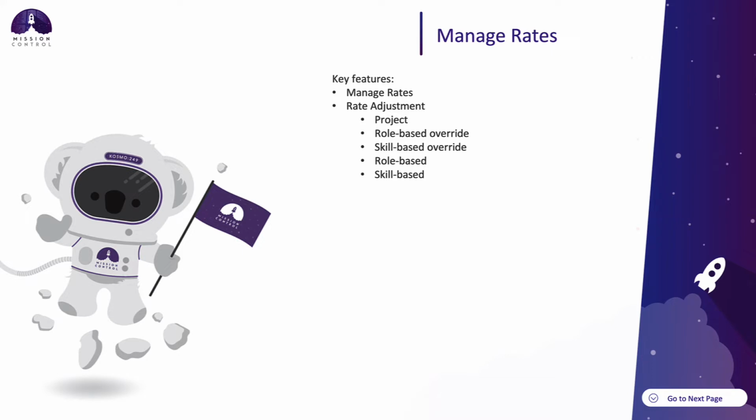A key point to note here for the last 2 options, the role-based and the skill-based rate adjustments, is that they will apply across all projects unless that project has a corresponding override option. So for example, if I've applied a role-based rate adjustment, and at the same time I've also applied a role-based override on a project, if both of those rates overlap, the role-based override will take priority. The same can be said for a skill-based override. Let's have a look at how these work within mission control.